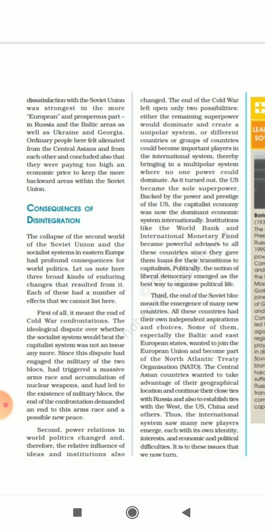Number two, power relations in world politics changed, and thus it led to a change in the relative influence of ideas and institutions. Number three, the US became the sole superpower, which also backed the capitalist economy, making it the dominant economic system internationally. Fourth, the end of the Soviet bloc paved the way for the emergence of many new countries. All these countries had their own independent aspirations and choices. Last but not the least, the international system saw many new players emerge, each with its own identity, interests, and economic and political difficulties. So those are the consequences.